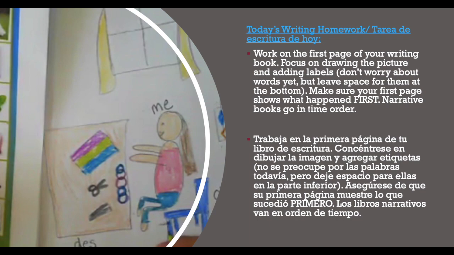Work on the first page of your writing book. Focus on drawing the picture and adding labels. Don't worry about words yet, but leave space for them at the bottom. Make sure your first page shows what happened first. Narrative books go in time order.